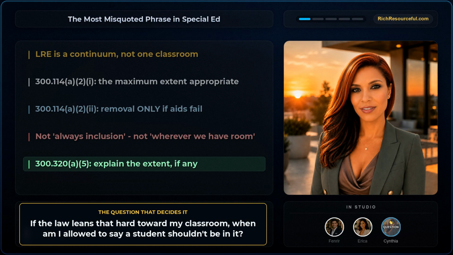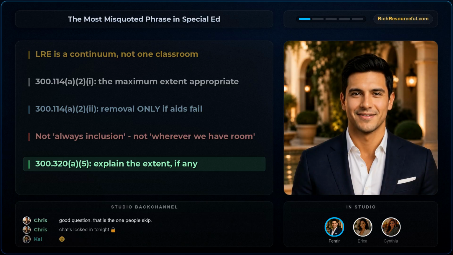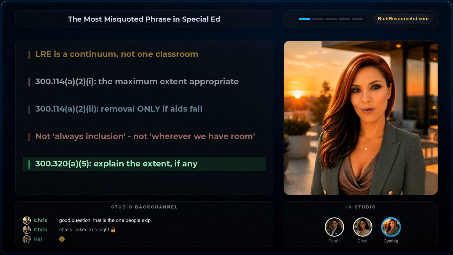The chat just pushed up the question I was planning to dodge. Grace wants it plainly. If the law leans that hard toward my room, when am I allowed to say a student shouldn't be in it? So it isn't a slogan. It's a test with a middle clause almost nobody reads. The middle clause. That clause is the whole episode, and by the end you'll be able to quote it. First up, the list itself, because the room most of us would put on it isn't on it.